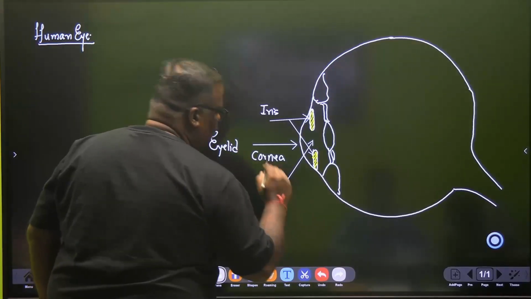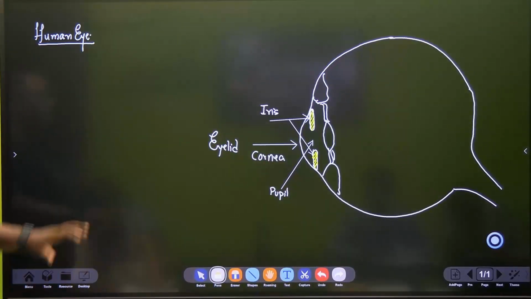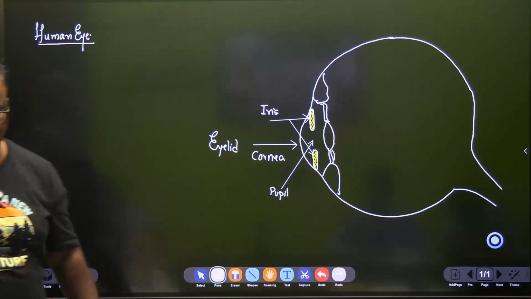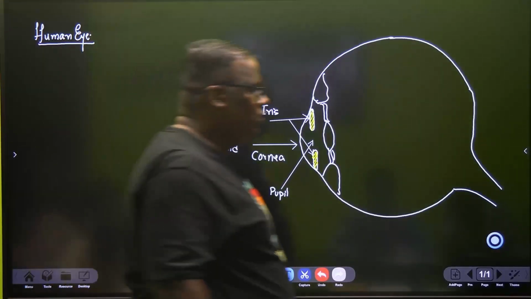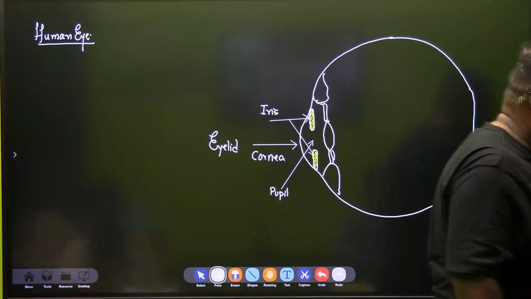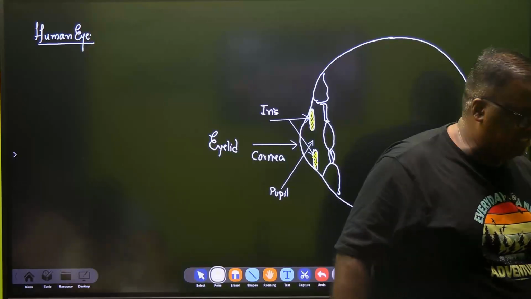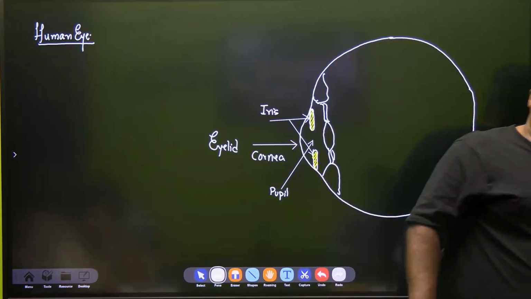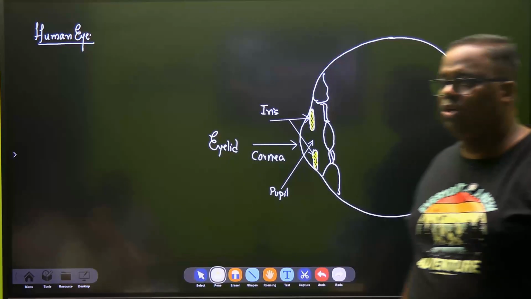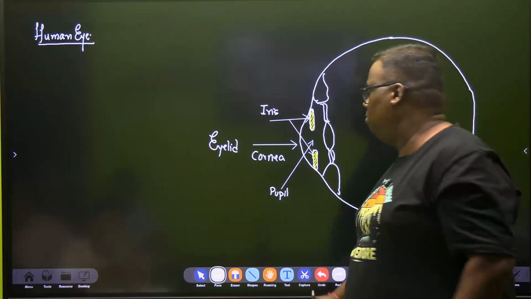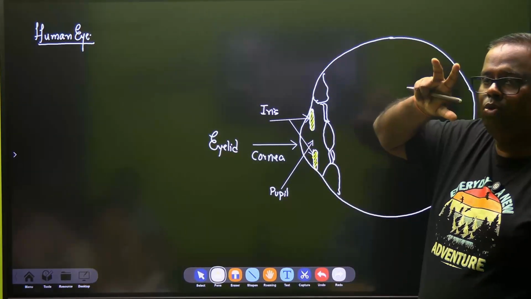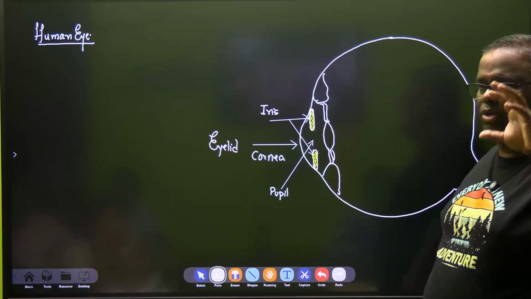Pupil. So who controls the size of the pupil? The iris will control the size of the pupil. Now say for example, you are watching a movie in a theater. The theater is dark. At that time, you need more light to see anything inside. So your iris will adjust in such a manner that it opens up, creating a large pupil so that you can see everything.